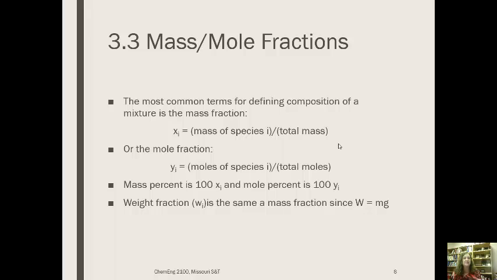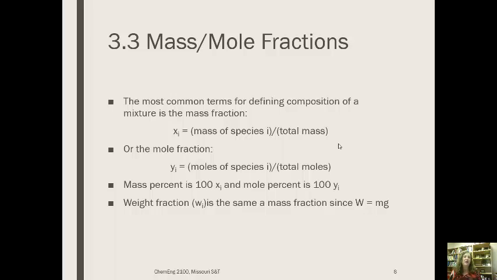So a mass fraction is the mass of species i, say the mass of water in this mixture that has a lot of other things as well as water. So I'm going to take the mass of the water, or whatever, divided by the total mass. If I want a mole fraction, I simply take the moles of that species and divide by the total moles. If I want it in percent, you just multiply that fraction by 100. So the mass percent is 100 times the mass fraction, and the mole percent is 100 times the mole fraction.